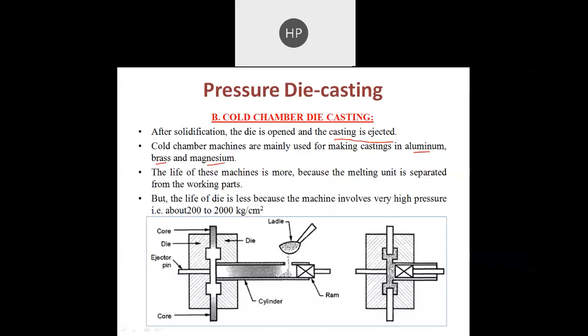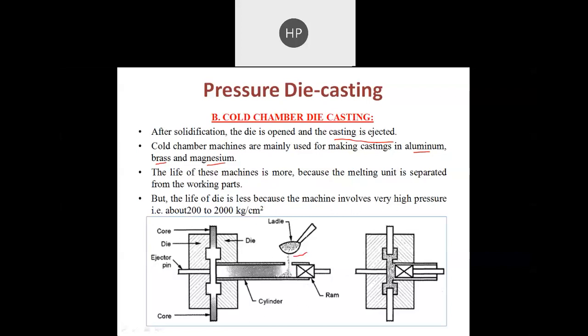Only the machine, the furnace is itself inside the machine, and the plunger will push the molten metal and it will be filled into the cavity. While in cold chamber die casting we have to use a ladle to fill the molten metal inside the cylinder. And the life of the die is less because the machine involves very high pressure.